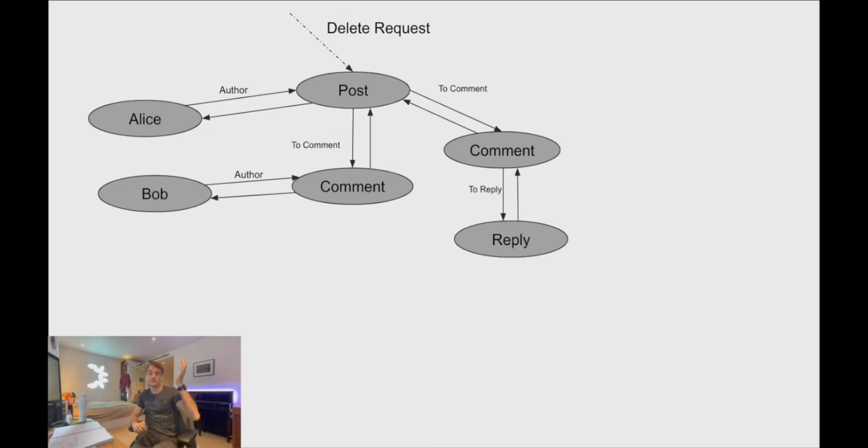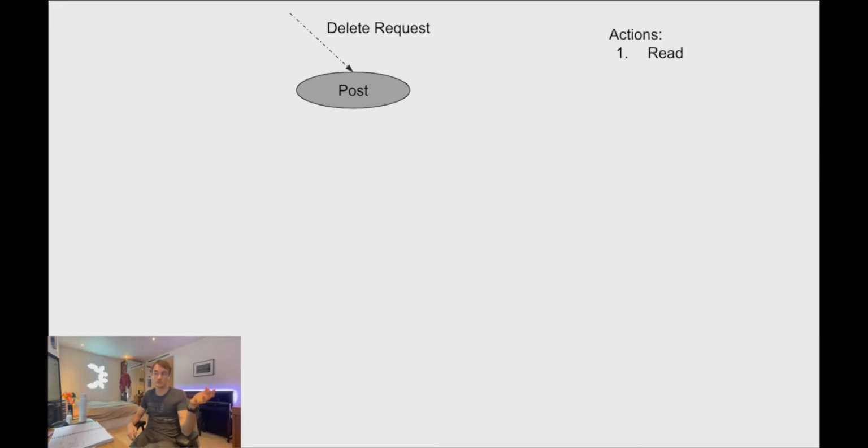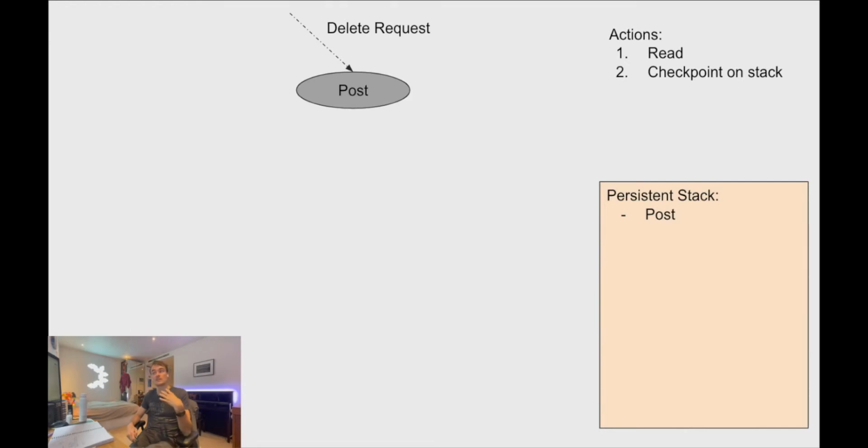So here we have a deletion request on the post. And basically what the framework is going to do is first read the object, checkpoint it on the stack. The persistent stack here is basically what allows us to do our DFS, and this is also what allows us to restart a deletion. So when the deletion is restarted in our execution layer, we can just read what's on the stack, reinstantiate all of the deleters that we haven't completed yet, and then keep the deletion going.